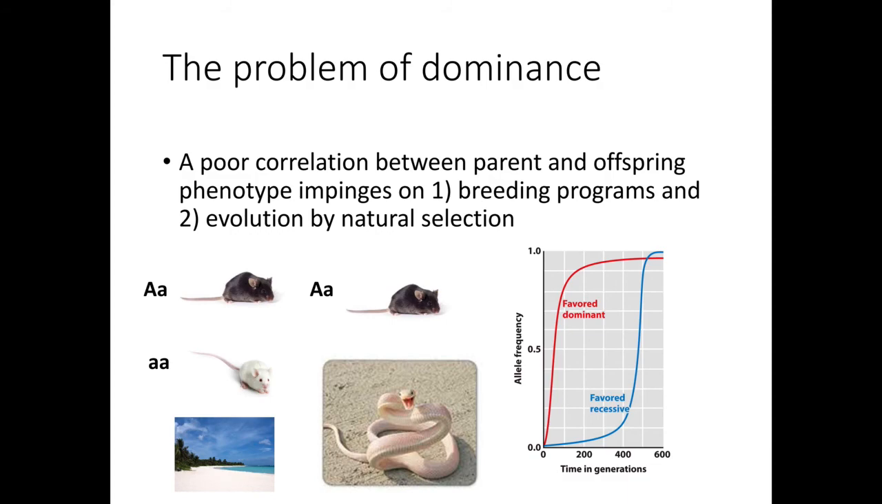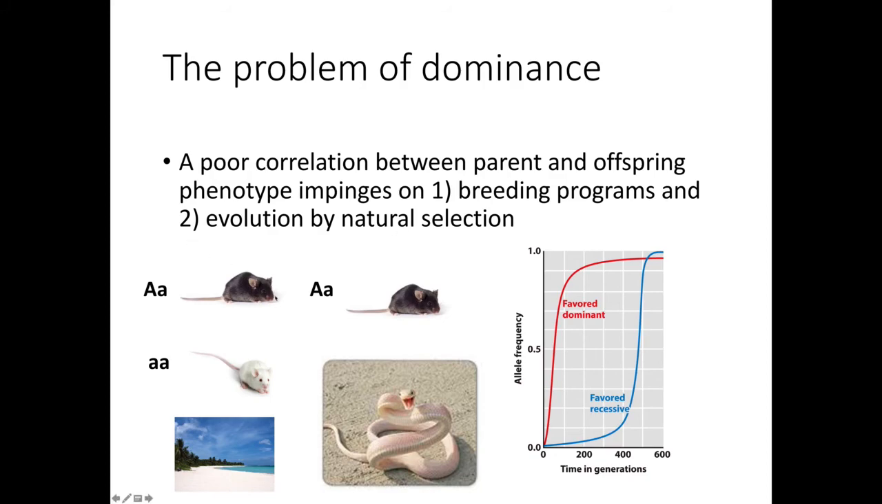So, this problem of dominance results in a poor correlation between parent and offspring for certain traits. And that poor correlation for certain traits between parent and offspring impinges on breeding programs, because one is not able to obtain what one might expect from breeding parents of one phenotype. Dominance might yield offspring of an unexpected phenotype. So this can impinge on breeding programs, and it can also impinge on evolution by natural selection.